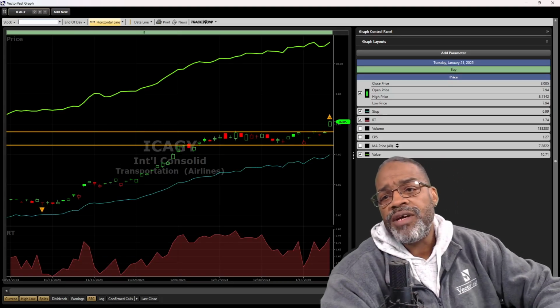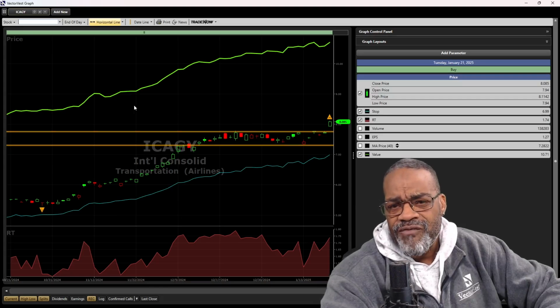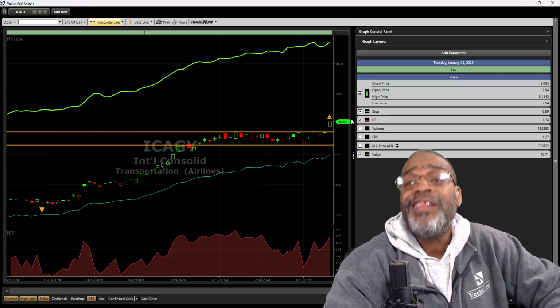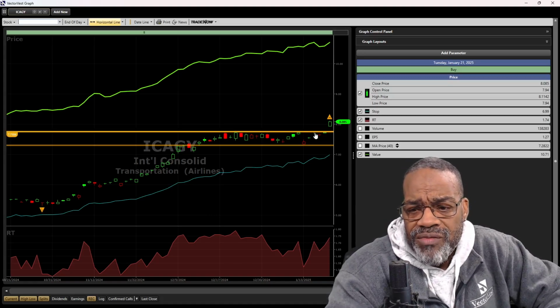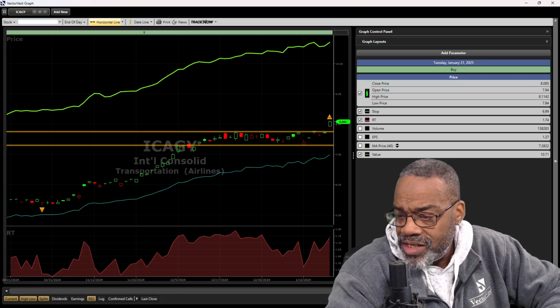This is the one I really like. ICAG, bottom left, top right. Look at the value rising. I like this one a lot. Very little wick, just broke through a level of resistance. I like this stock a lot. All right, and RT above 1.